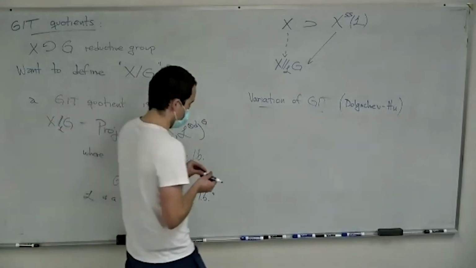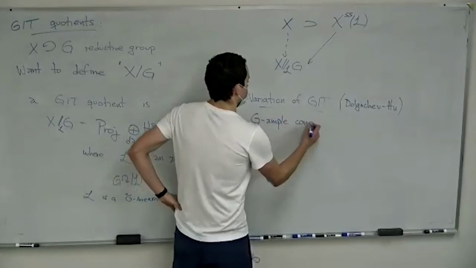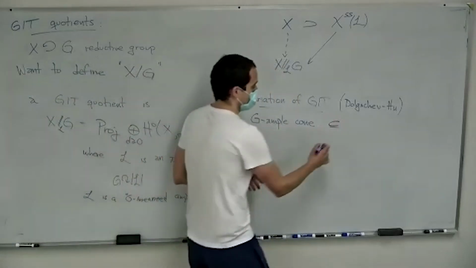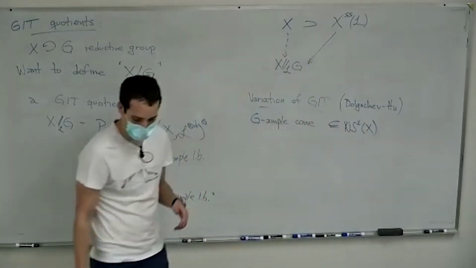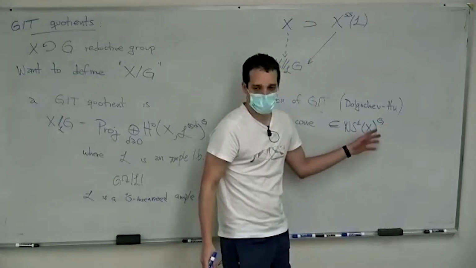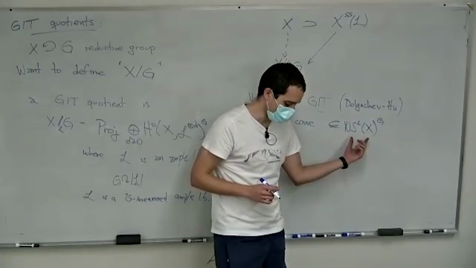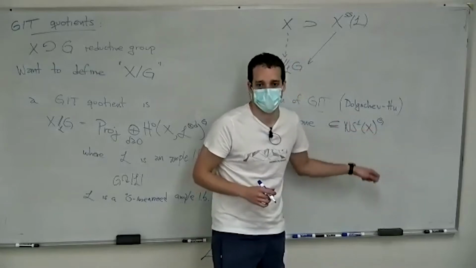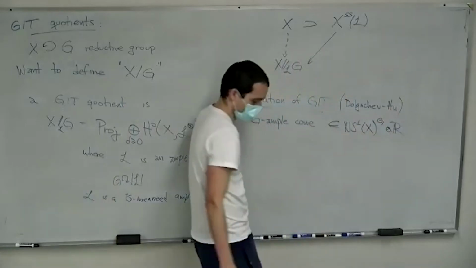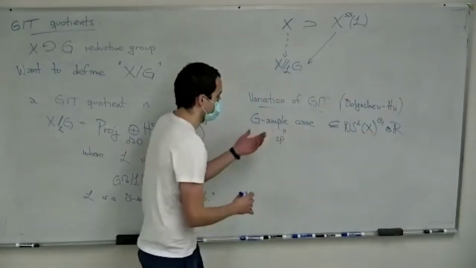They define what is called the G-ample cone, which is basically the set of all possible L's that you can fit. This would be a subcone of the entire Néron-Severi cone of X, but you put an upper script G here, meaning not invariant but equivariant: all the possible line bundles with all possible actions of the group G, tensored with R. This is the cone spanned by all such line bundles.